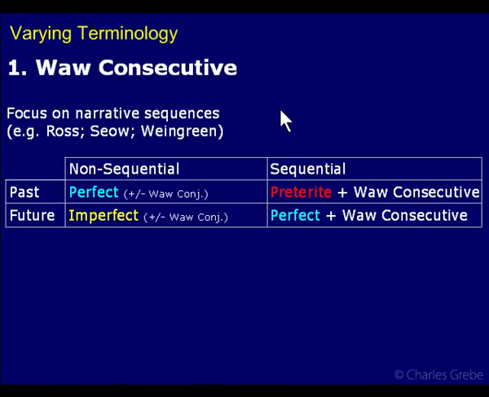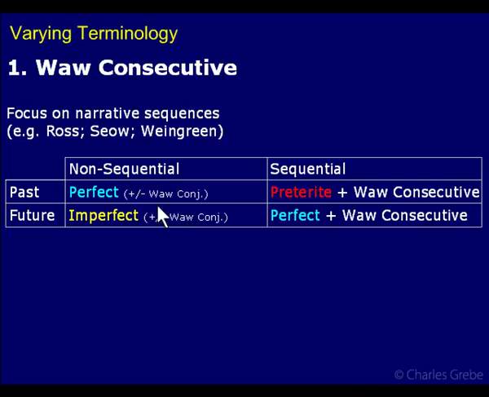Okay, now I don't really have to introduce this to you because we've already looked at this. We have our perfect and our imperfect. And the preterite plus Vav consecutive is our past tense, past time narrative sequence. And perfect plus Vav consecutive is our future time narrative sequence. So this is the chart that I'm asking you to memorize.